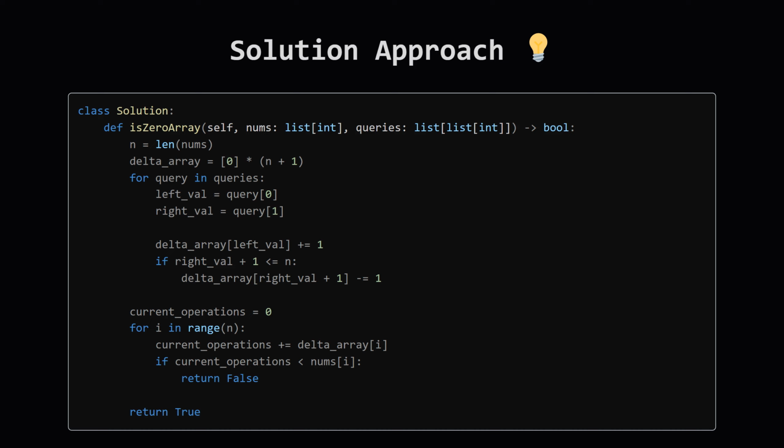If, for any element, this maximum available count is less than its initial value, the transformation to all zeros is impossible. The time complexity is order n plus q, where n is the array size, and q is number of queries, and space is order n.